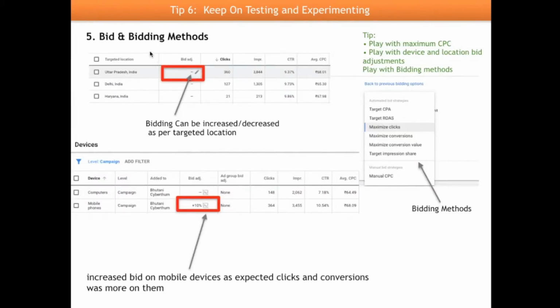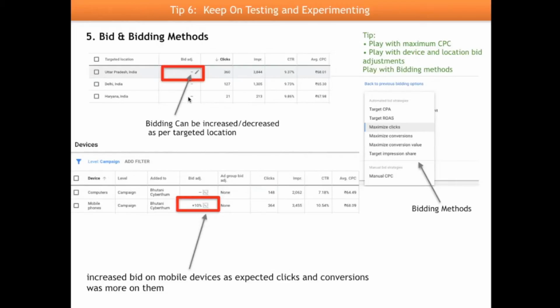Then bidding and bidding methods you can play around with. Once you get into your campaign, you can go into the locations. You can see if there are more clicks coming through a particular location. So in my case, there are more clicks from Uttar Pradesh compared to Delhi and Haryana. So if more of my audience is coming from here and I'm getting conversions, I can increase my bids by X percent, say 10% or whatever percent I want, to get more visibility here if my business is coming. Or if I'm not getting any leads from here, I can also decrease it.